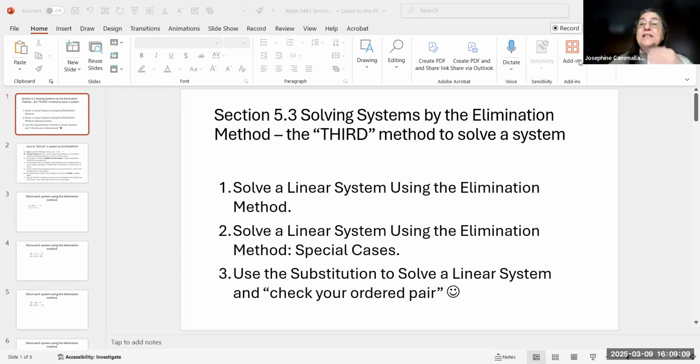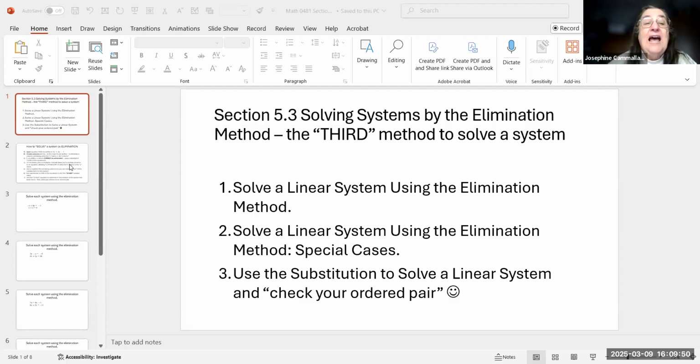Okay. And this is going to be the third method of solving systems. Now, I'm going to be very honest with you. This is probably the best method to solve for any system that you are going to be working with, and especially when you have story problems. This is the best method to deal with story problems. And you are going to see in the next 8 slides how to do this.